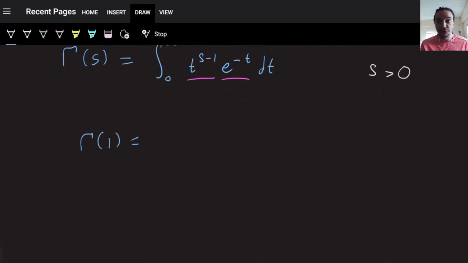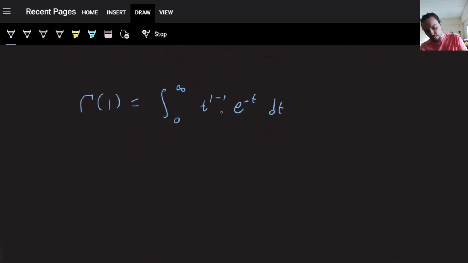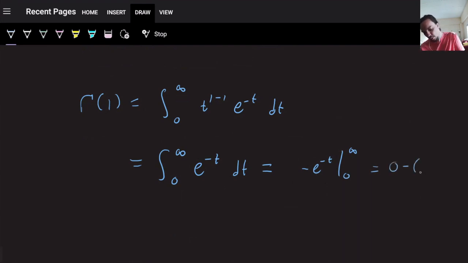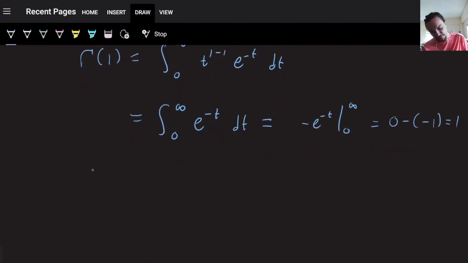All right. So gamma of 1 is just equal to the integral from 0 to infinity of t to the 1 minus 1, e to the minus t, dt. Okay, but 1 minus 1 is 0, so this is the integral from 0 to infinity of e to the minus t, because t to the 0 is just 1. And then that guy right there, well, we can integrate minus e to the minus t, evaluated from 0 to infinity. At infinity, this is just 0, and at 0, this is just minus 1. So we get 1 for our answer. And so we find that gamma of 1 equals 1.